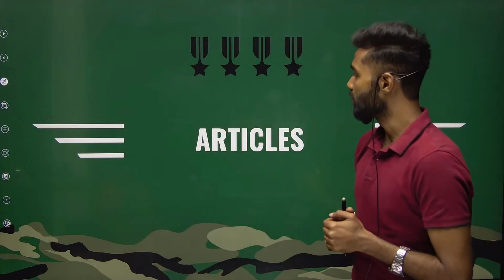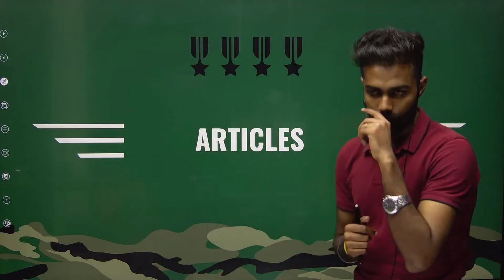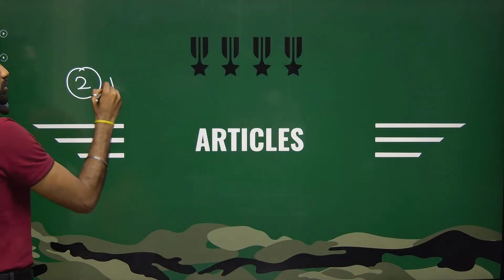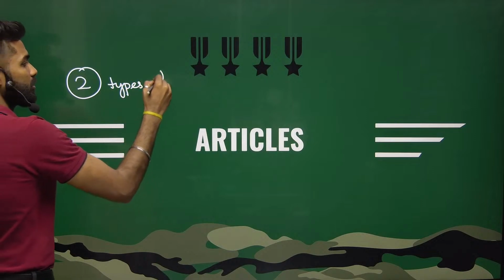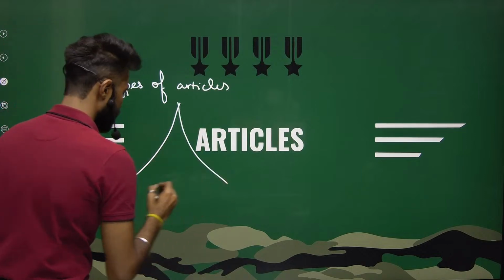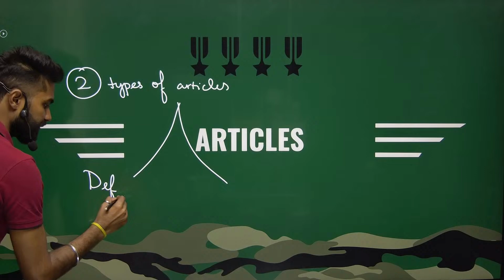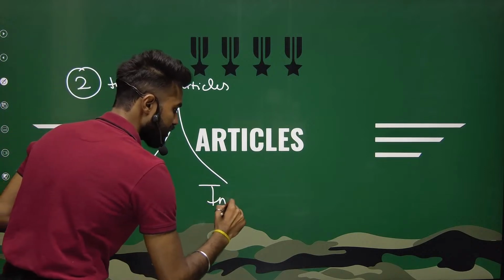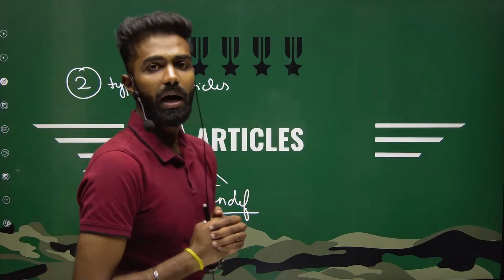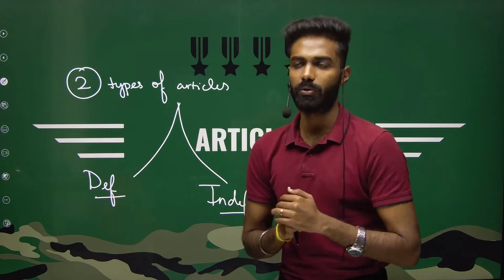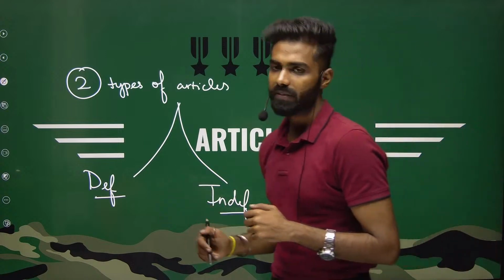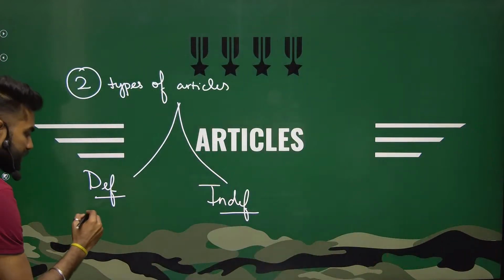So yeah, today we're going to discuss what are articles. The English language has two types of articles, right? They are definite article and indefinite article. And then I have told you already. In English language, we have two types of articles, right? One is my definite article, and the other is the indefinite article.